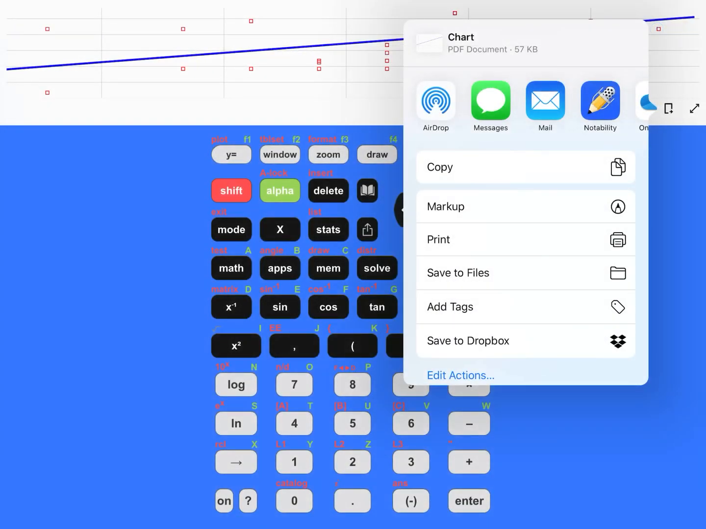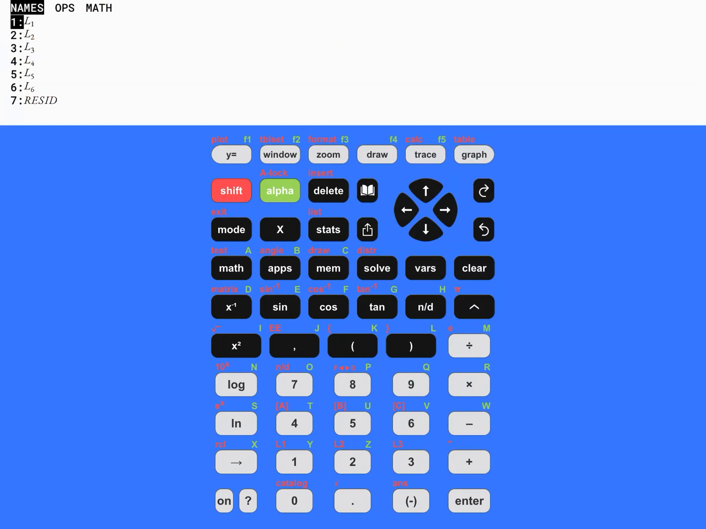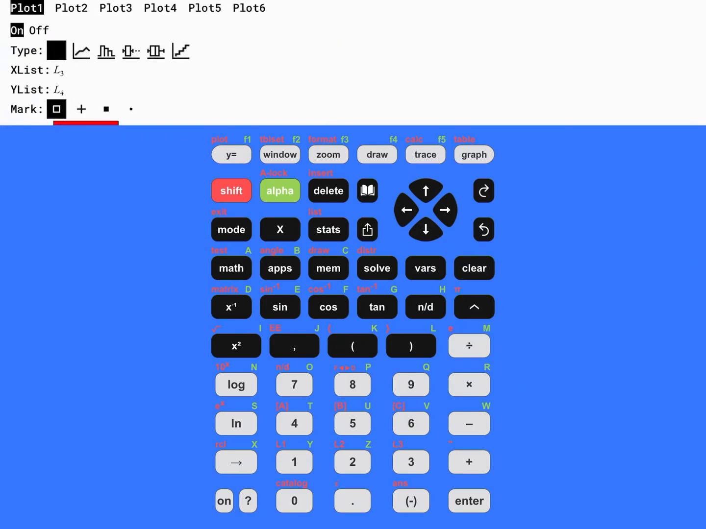Okay. Well, that was a learning experience. If I go into my list again, so I hit Shift and Stats, we see option 7 is residual. So I am going to show you how we would make a residuals plot with my calculator, but just know that all we have to be able to ever do is interpret a residuals plot. Okay, so I'm going to go back into my stat plot, and I'm going to go into number 1, and I'm going to plot the fat content, which was L3, but I'm going to plot it versus not L4, which was the calorie value. I'm going to plot it versus the residual, and that's going to be in 7.